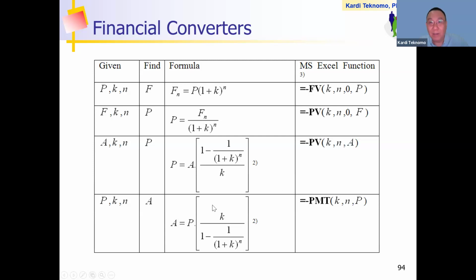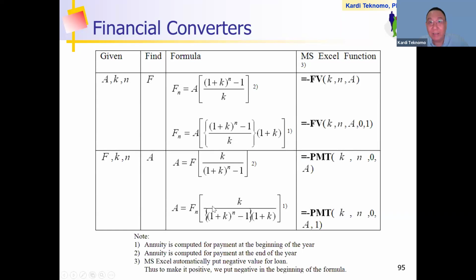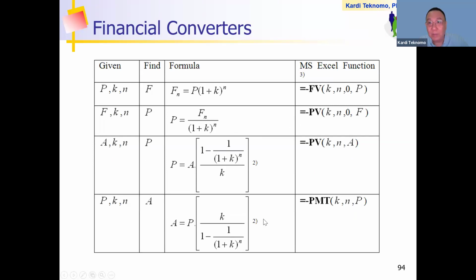So earlier, you want to get A from P, isn't it? So this is the formula that you use. Minus PMT, K, and P.